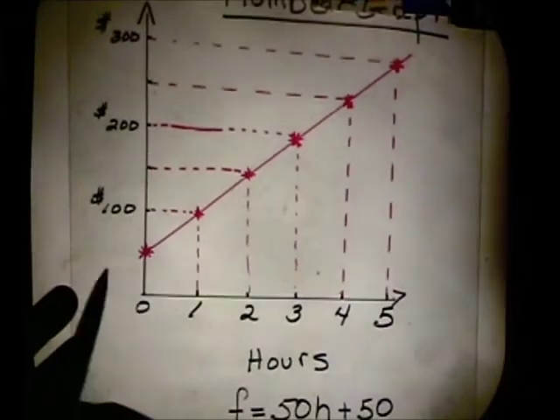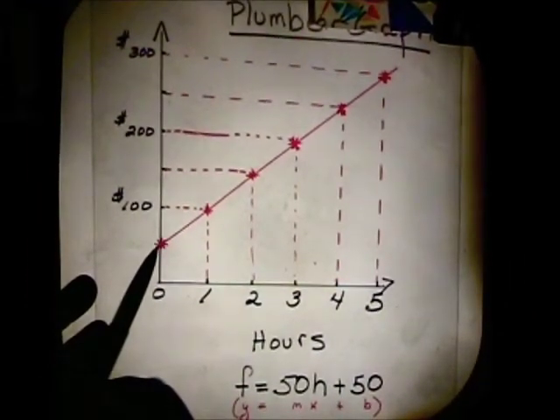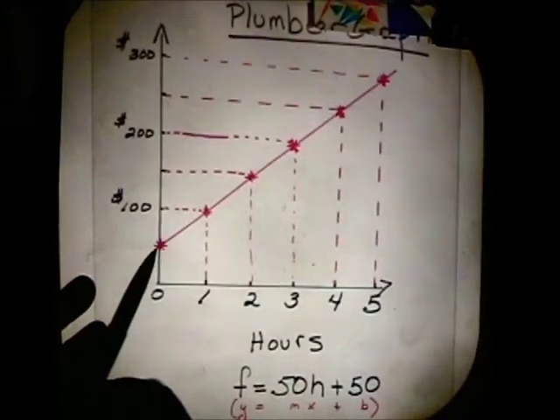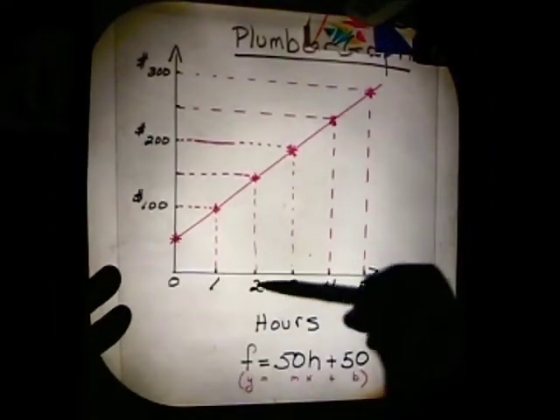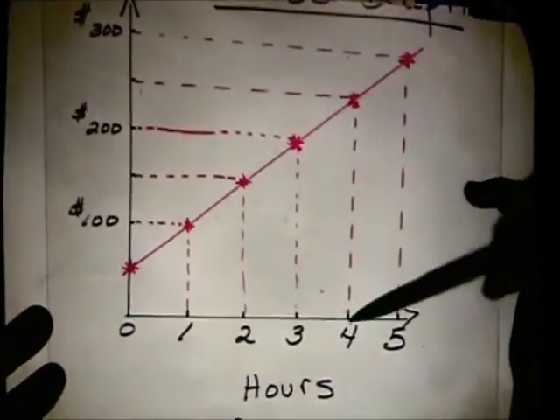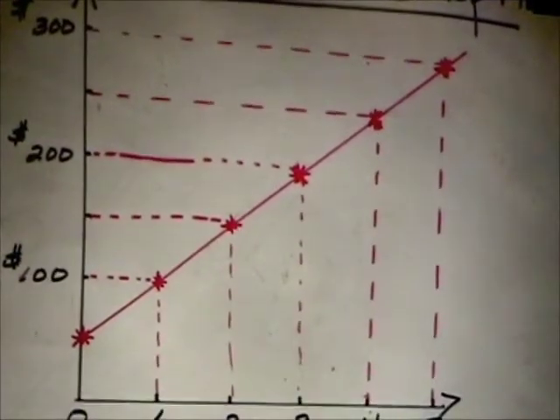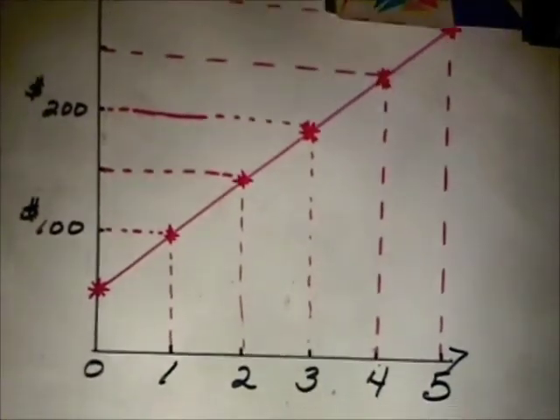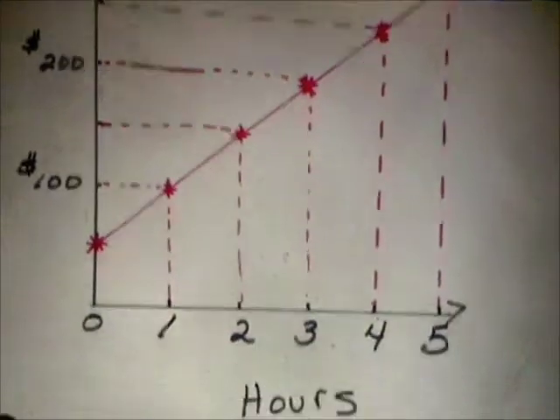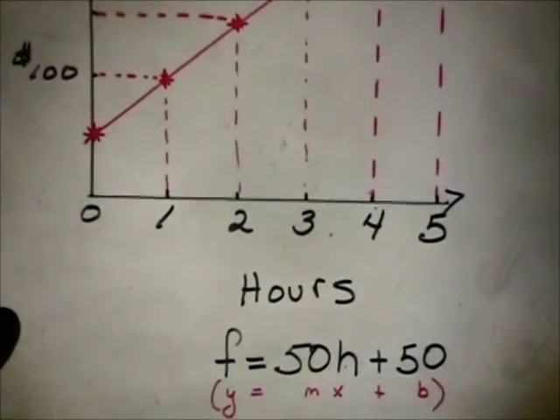Right here, even if he doesn't work for an hour at all, just there, $50. 1 hour, $100. 2 hours, $150. 3 hours, $200, etc. And you can see all the data points fall on a line. So fee is equal to 50 times h plus 50. Here's y equals mx plus b. Okay?